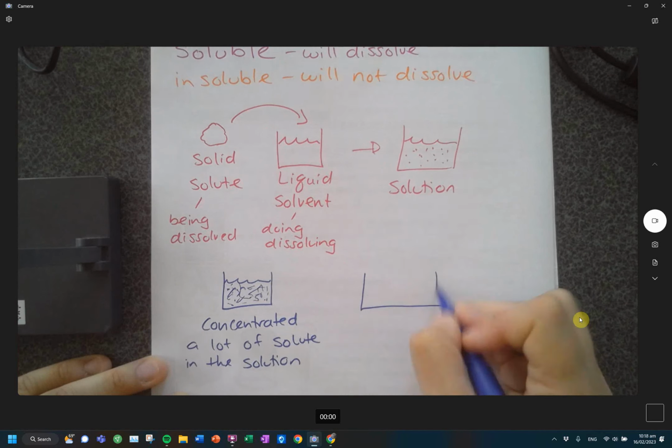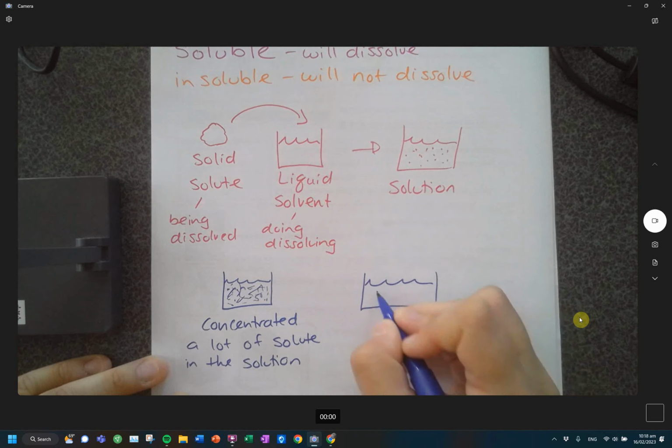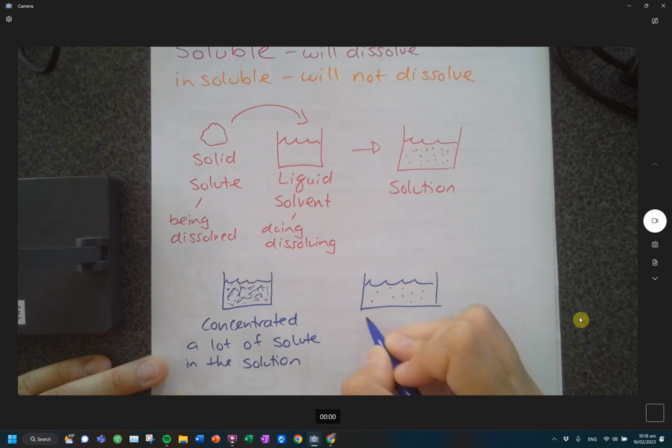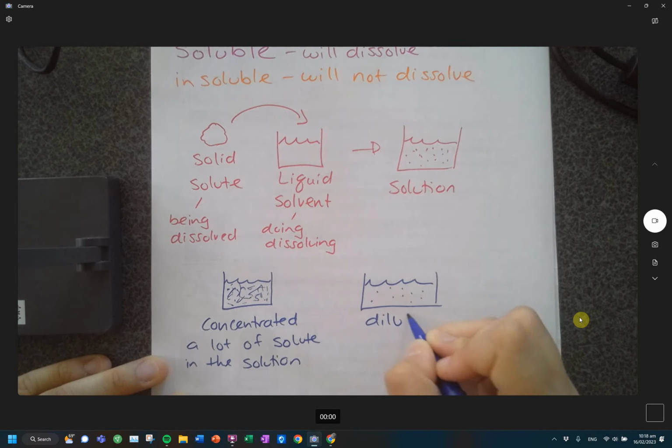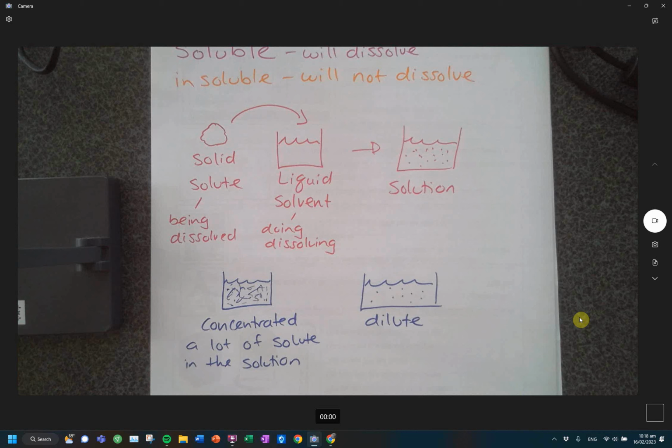All right, and then the other word is dilute. So what does dilute mean? It's not a lot of solute in a solution. Give me an example of something that is quite dilute.